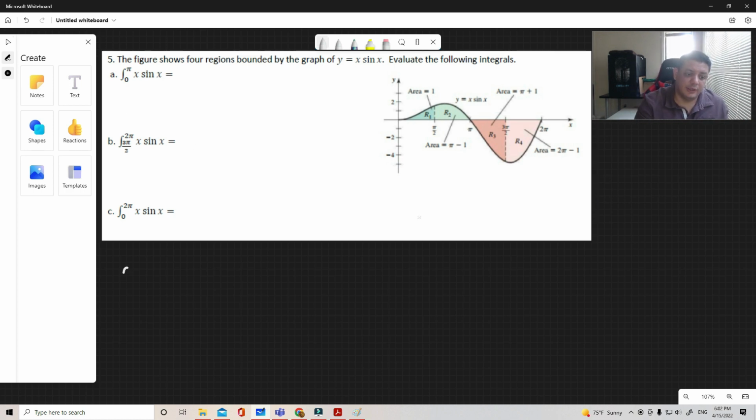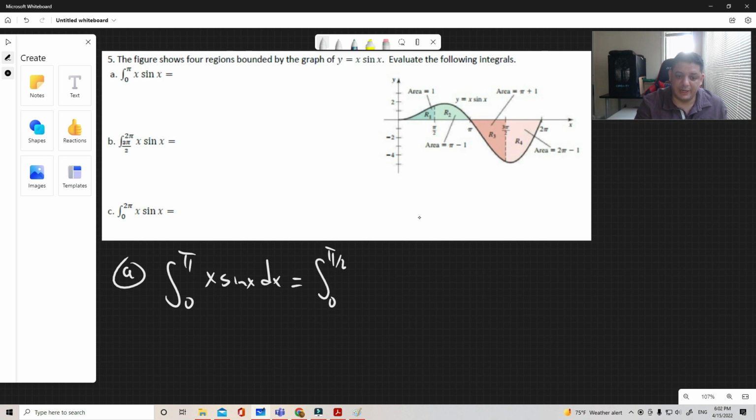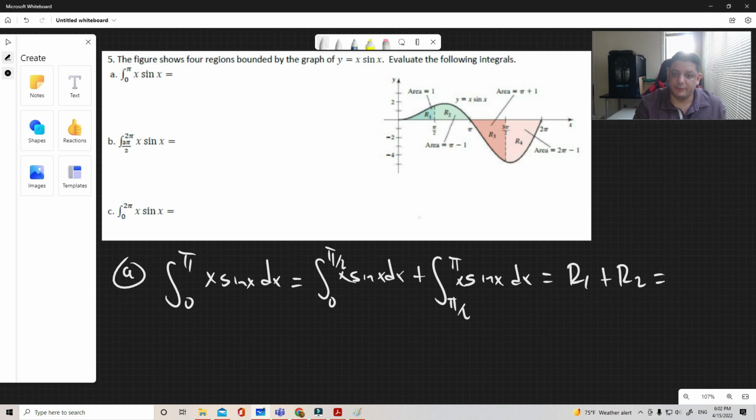So the first is going to be the integral from 0 to pi of x sine of x. We just need to be able to tell what is involved in 0 to pi, and notice that this is the integral from 0 to pi half of x sine of x dx plus the integral from pi half to pi of x sine of x. So this is essentially area R1 plus area R2. And so this is going to give me a 1, and this is going to give me a pi minus 1. So overall, the area will be pi.